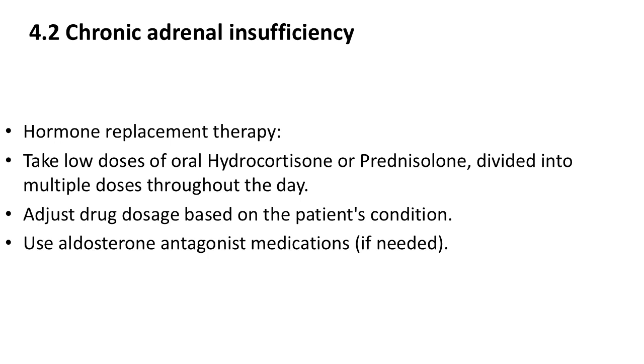4.2 Chronic adrenal insufficiency. Hormone replacement therapy. Take low doses of oral hydrocortisone or prednisolone, divided into multiple doses throughout the day. Adjust drug dosage based on the patient's condition. Use aldosterone antagonist medications if needed.